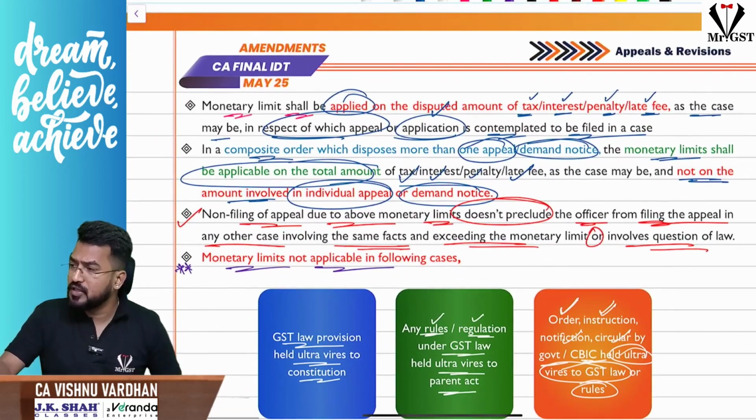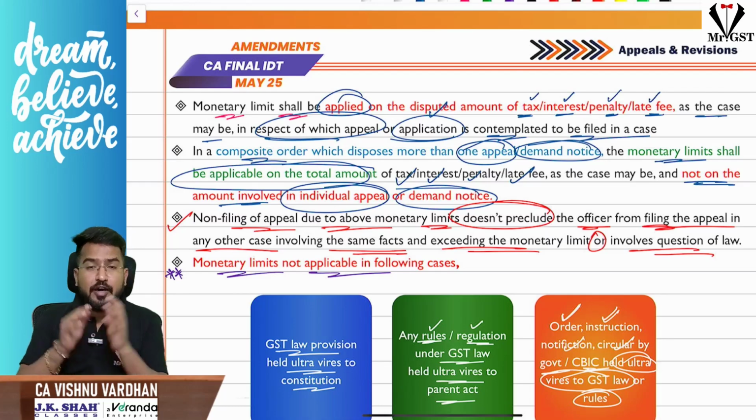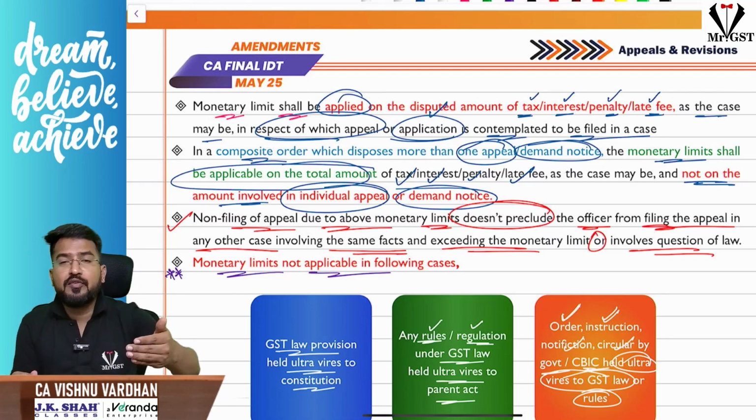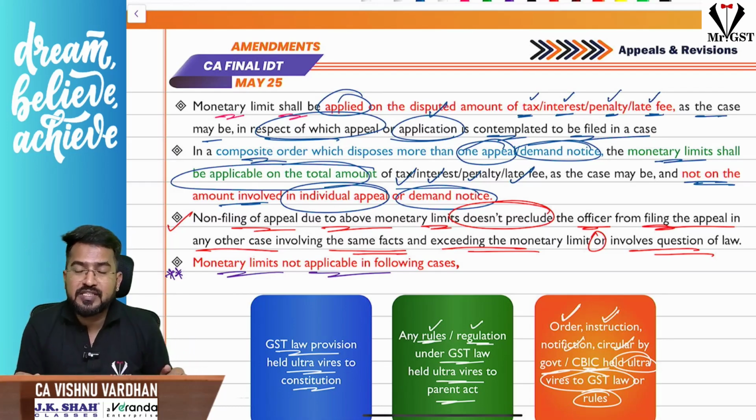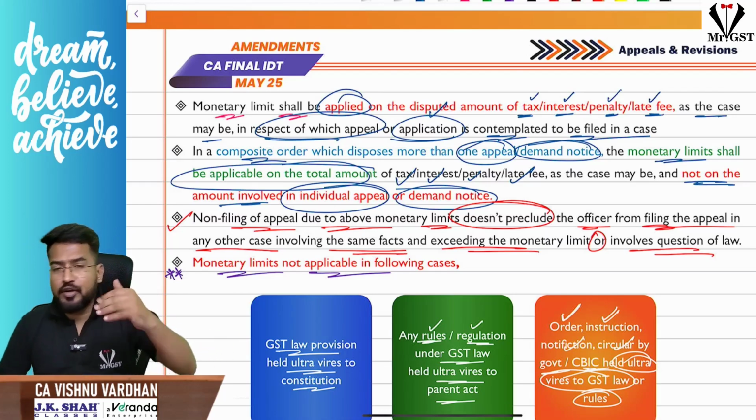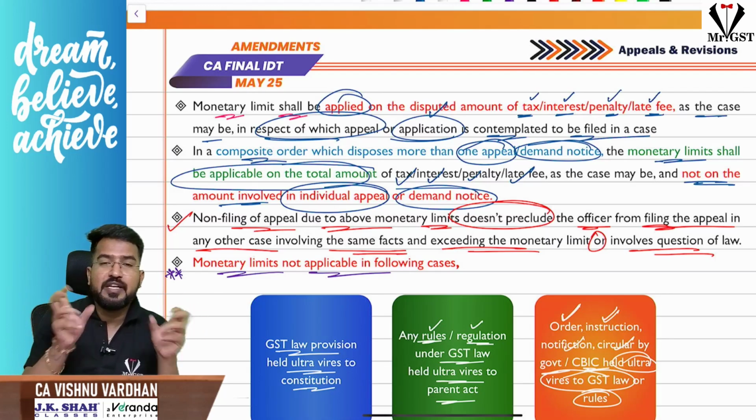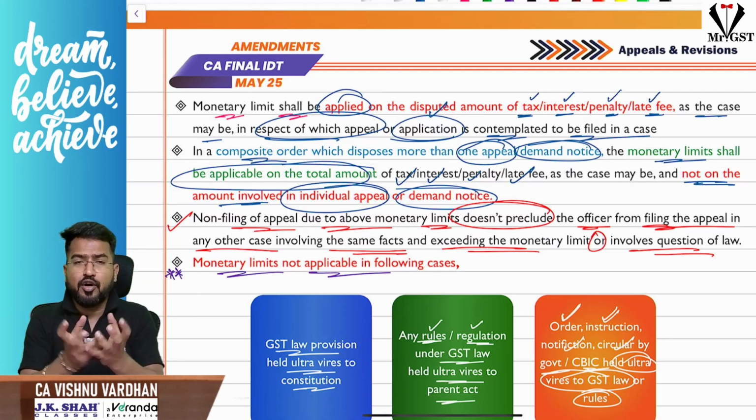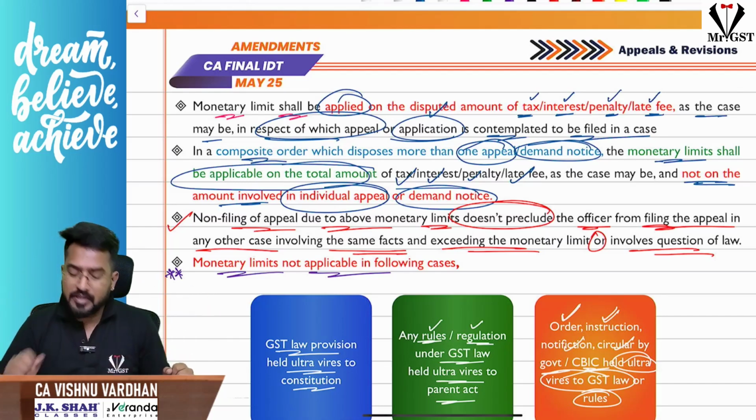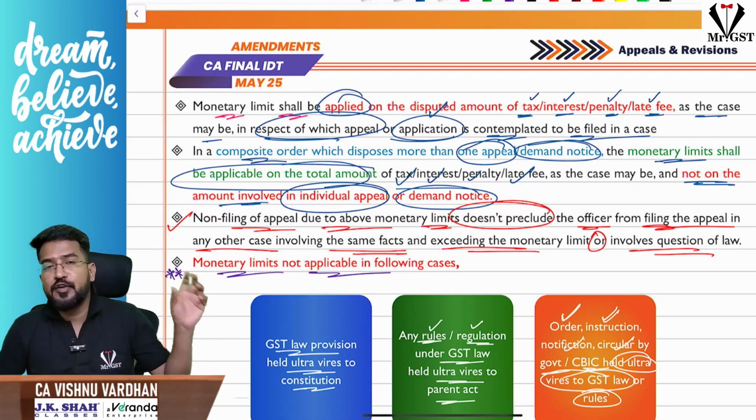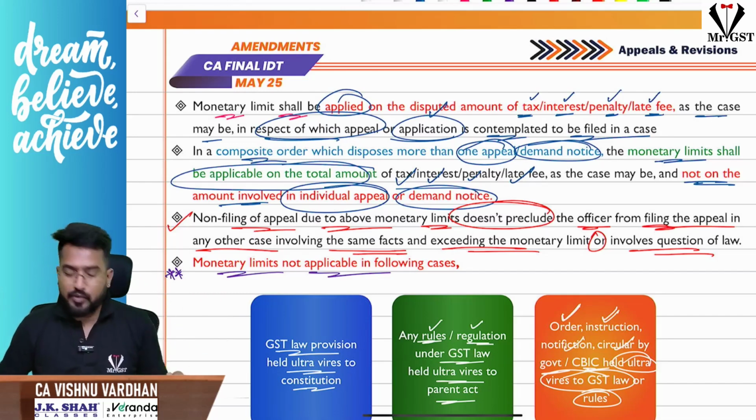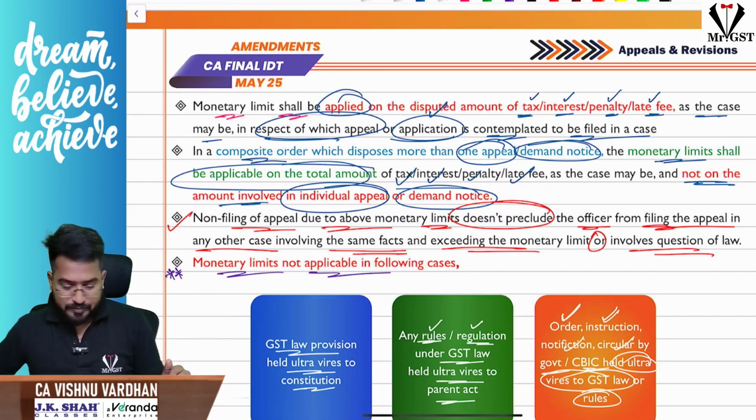And here one more small thing is, in any order, if there is more than one appeal or demand notice which is settled and the order has been passed covering multiple demand notices, then for the entire order covering all the multiple demand notices, whatever is the tax amount, all put together, that should be considered, not individual appeal amounts or individual demand notices. That is another important point.